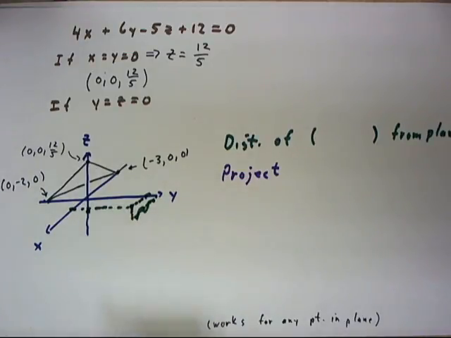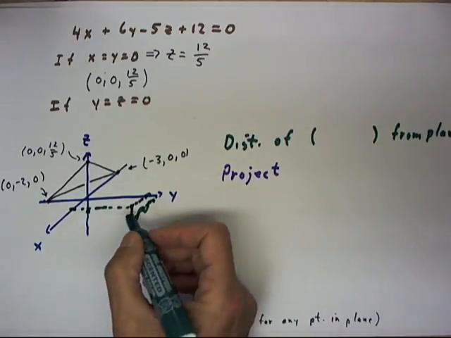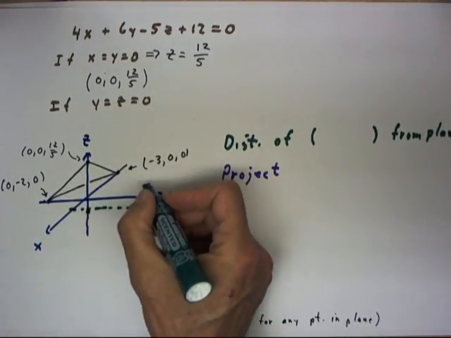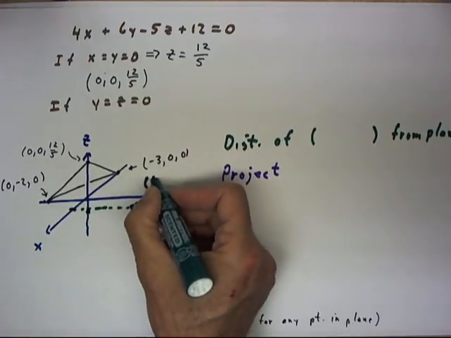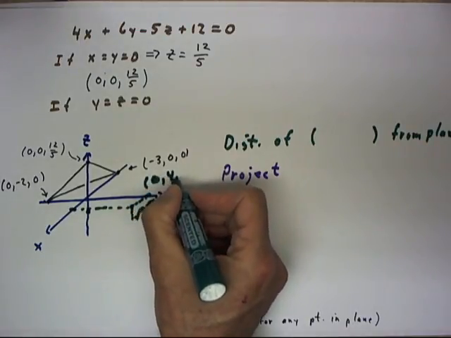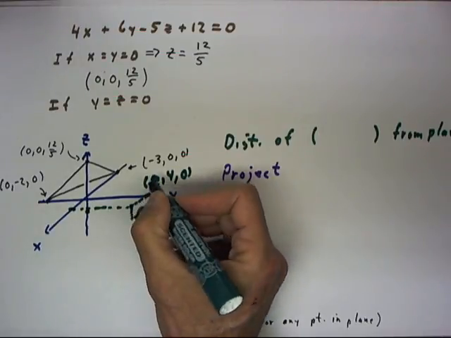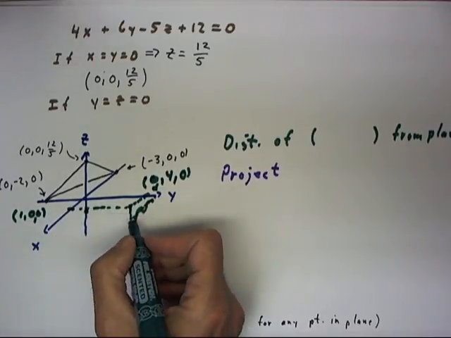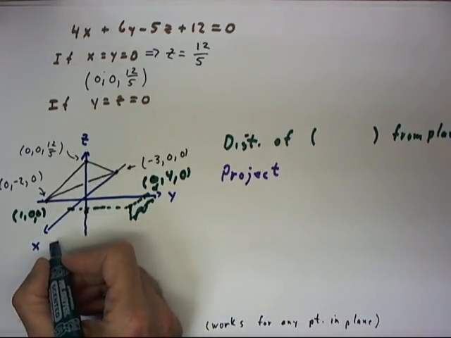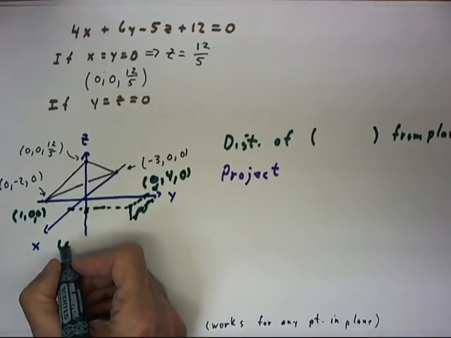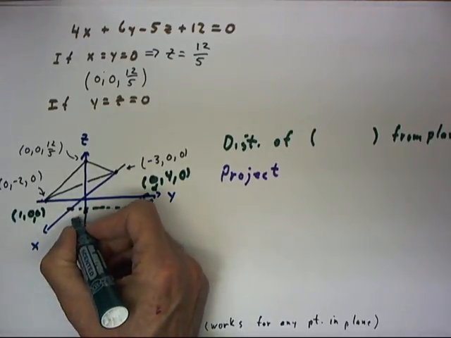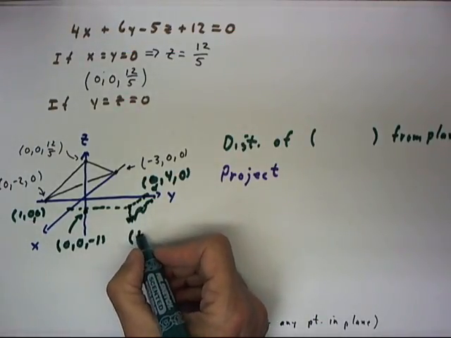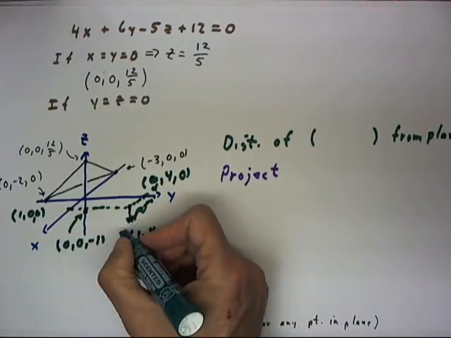So we could estimate the coordinates of this point. If this distance is 2, this might be about, that's probably not 4, but let's call this 0, 4, 0 here. This point may be 1, 0, 0. This point on the z-axis may be 0, 0, negative 1. So that this point here would have coordinates 1, 4, negative 1.